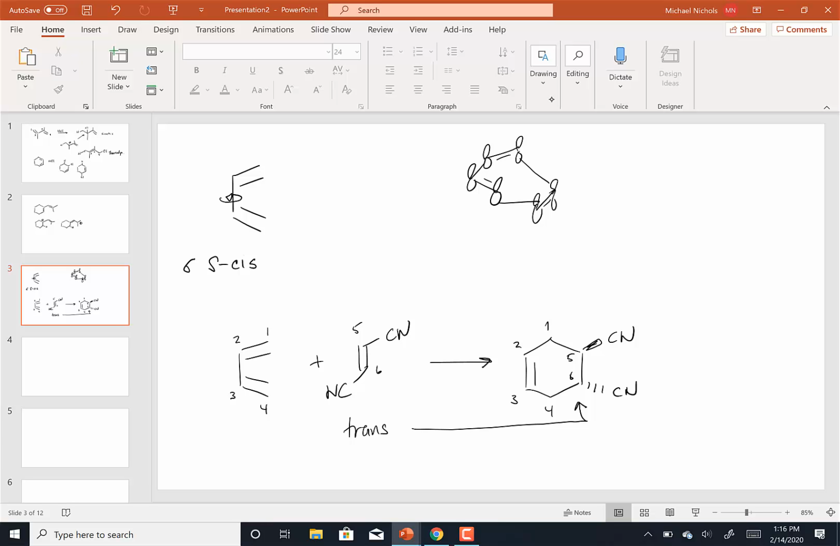And the reason for that is because the diene basically comes in and plops right on top of the double bond. It's not like it forms one bond and then the alkene can spin around. It forms both bonds at the same time. So whatever the alkene stereochemistry was, it gets locked into the final product.